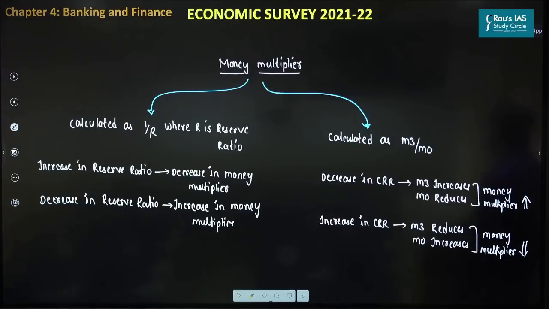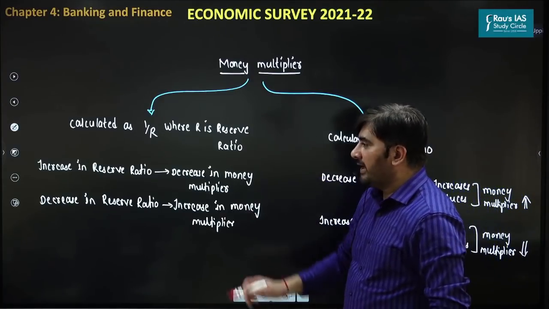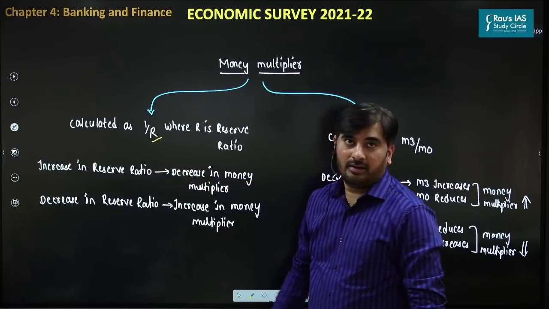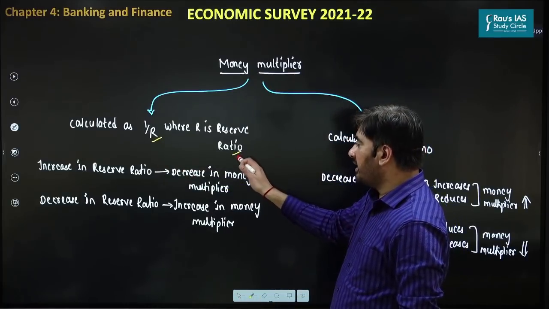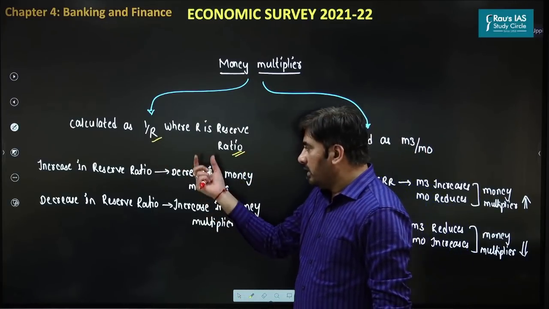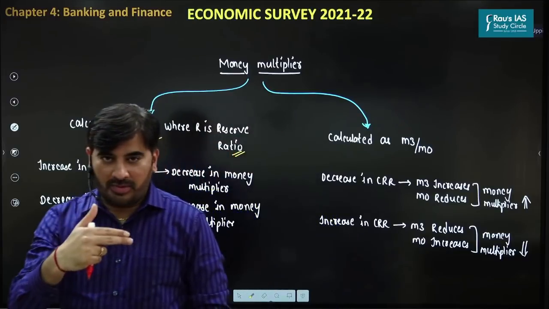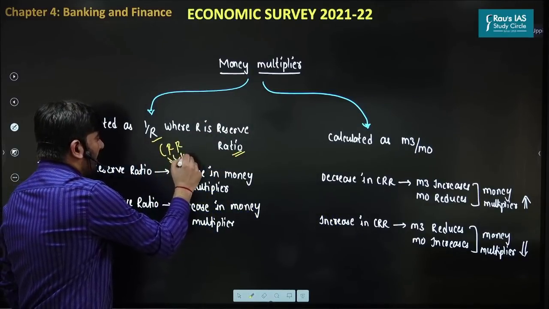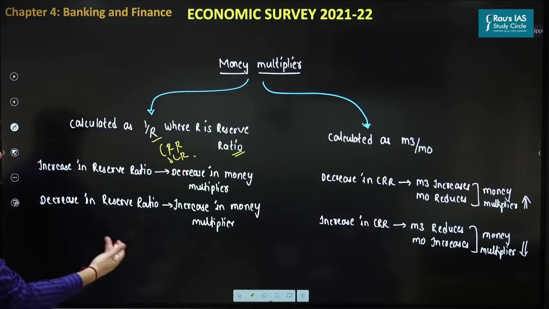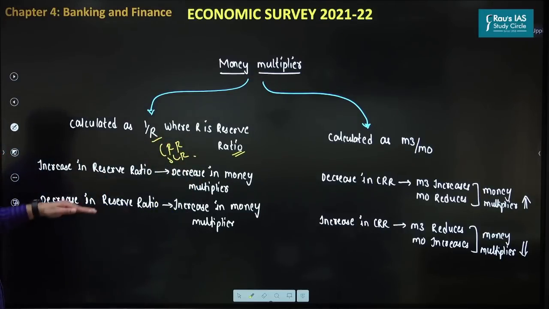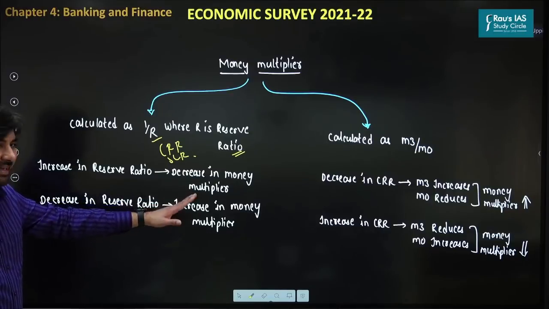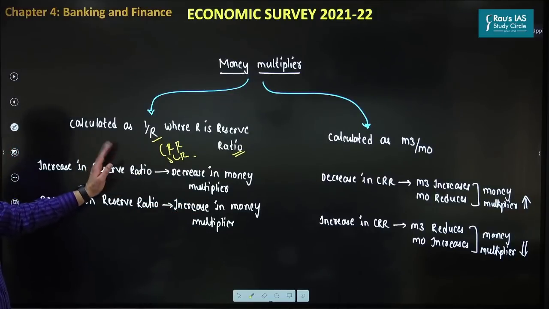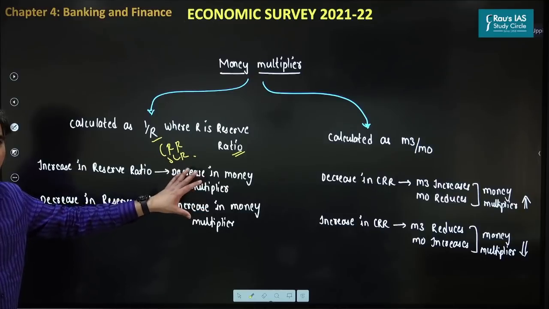Now look at the money multiplier concept. Please focus here. With respect to money multiplier, most of you must have already studied that it is calculated as 1 by R, where R stands for the reserve ratio. As you can see, the reserve ratio is in the denominator, and the reserve ratio here could be CRR or SLR, either of these two. So as the reserve ratio is reduced, the money multiplier will increase. Whereas if the reserve ratio is increased, money multiplier will reduce. That is what you have already studied.